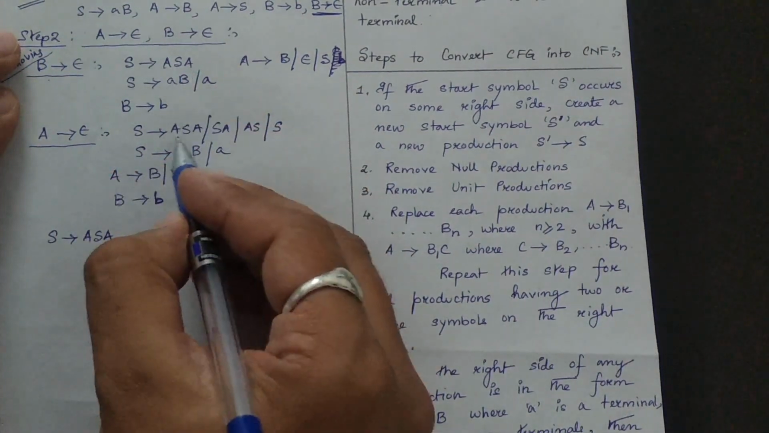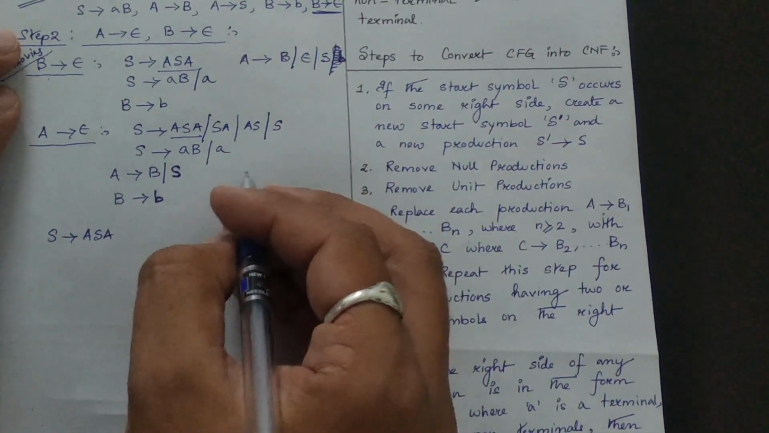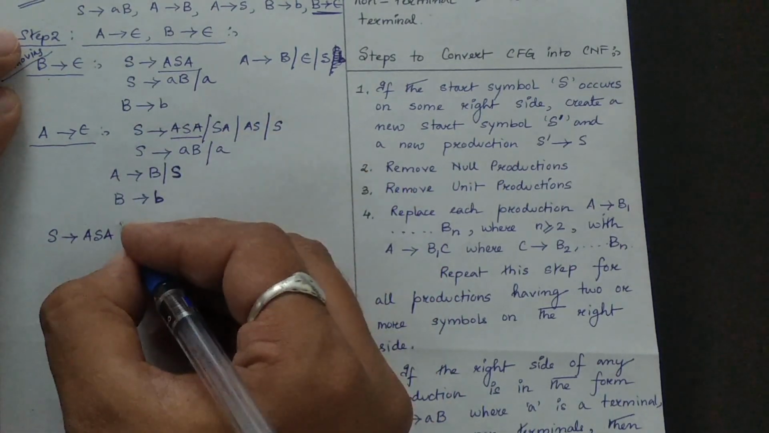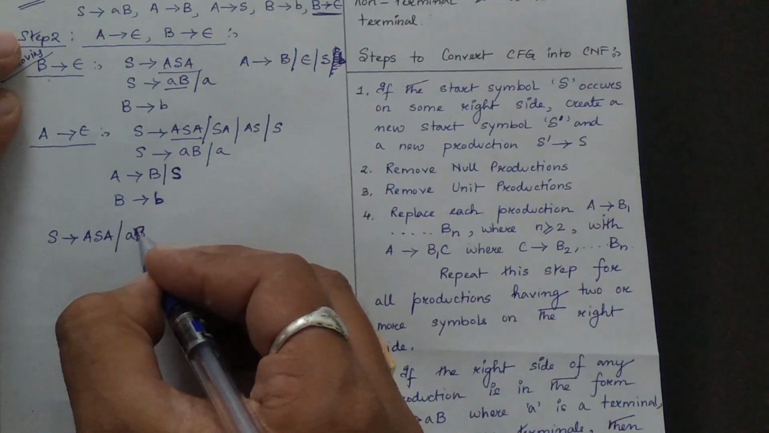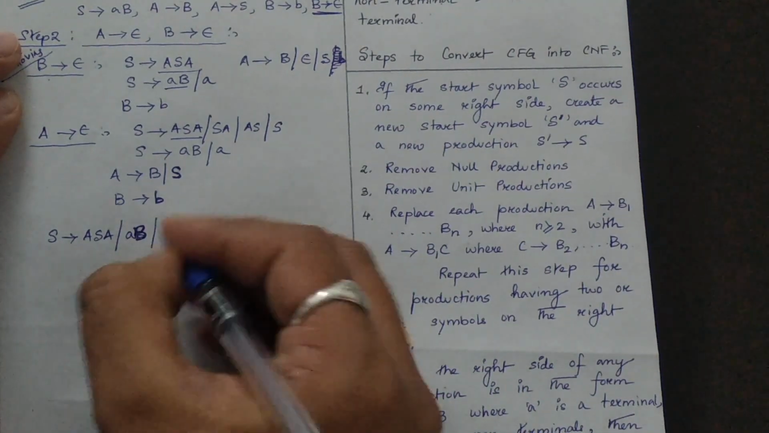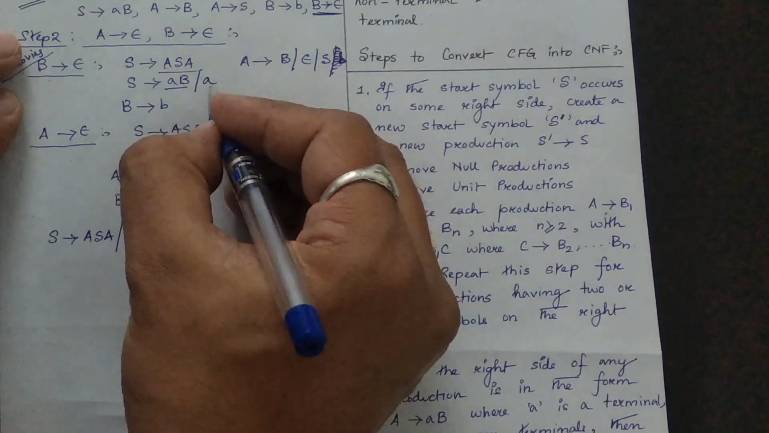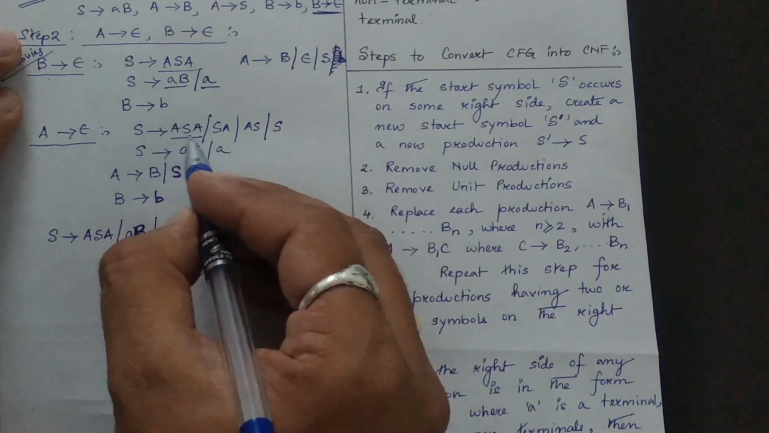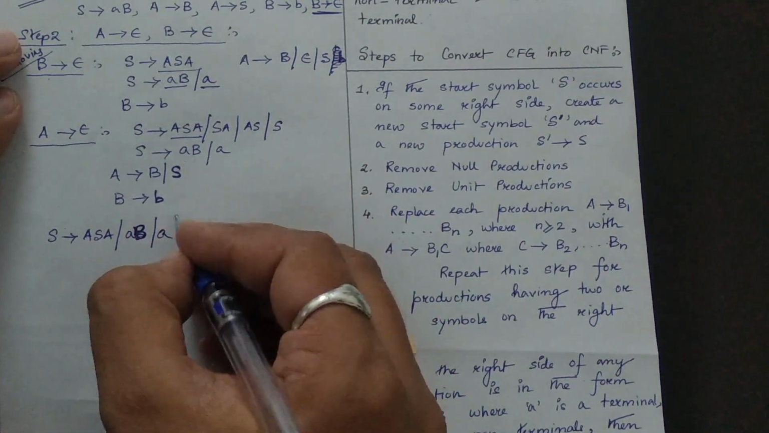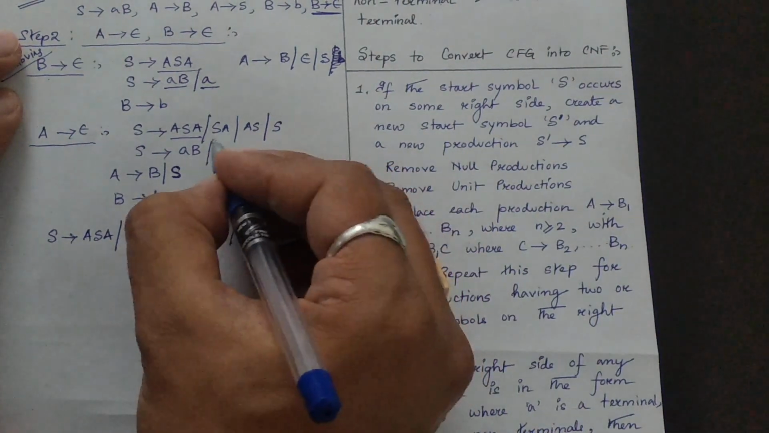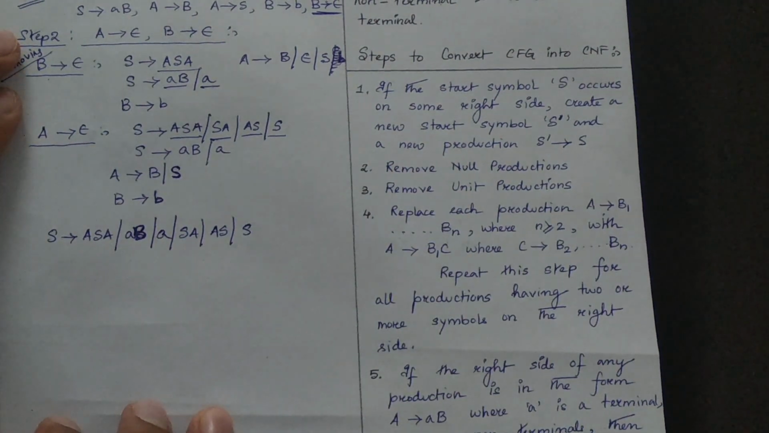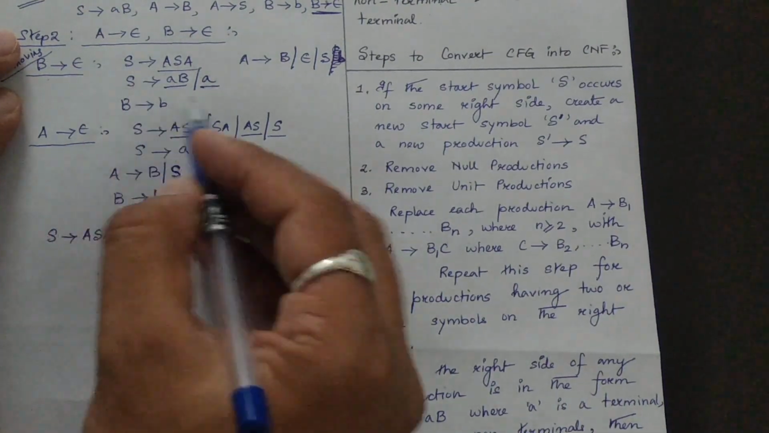I've taken this one, this one is common, correct? Then S tends to AB, sorry, A capital letter B, correct? Then S tends to A, I've taken. Then from here, ASA I have already taken, SA, then AS, and then S. All these things I have taken, correct? Now next, this S is done.